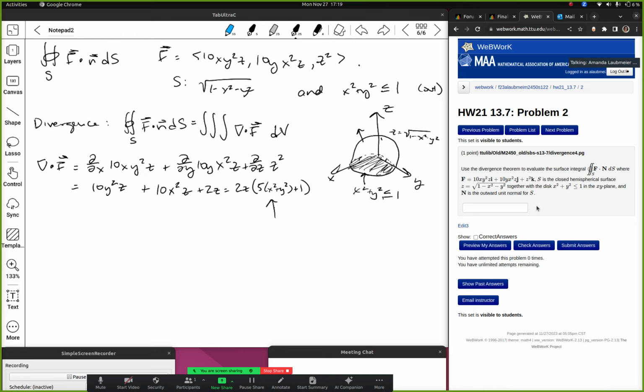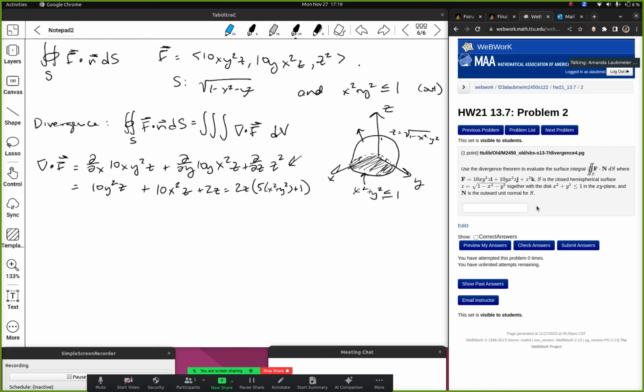Whenever I see an x squared and a y squared, I try to write them together because I know that if I convert to polar coordinates, that x squared plus y squared is something easier to handle than x squared and y squared by themselves. So that's my thinking there.